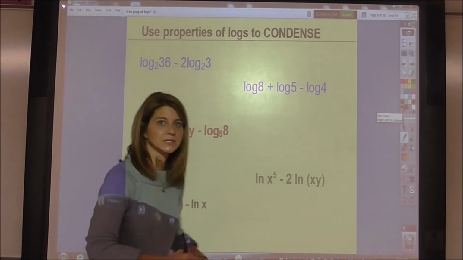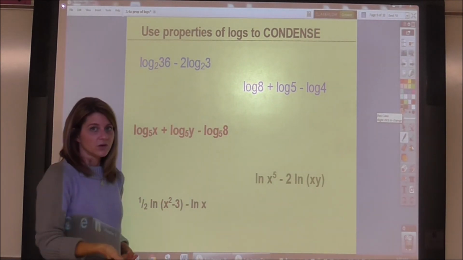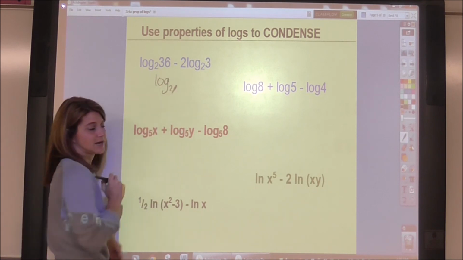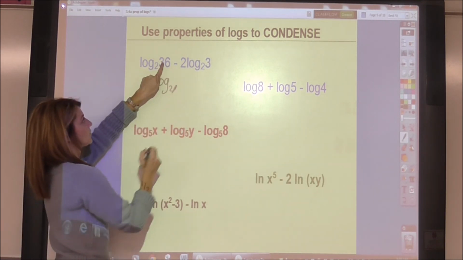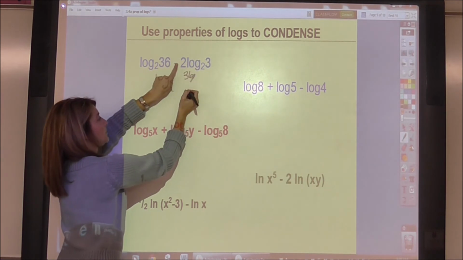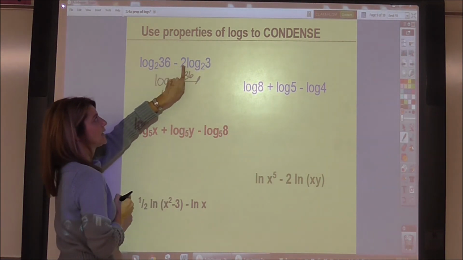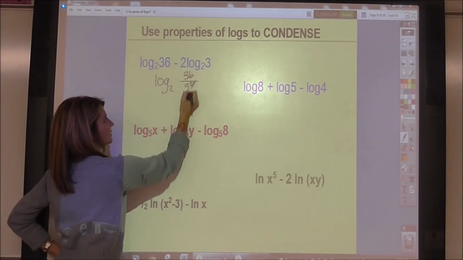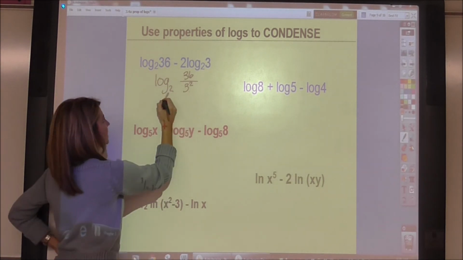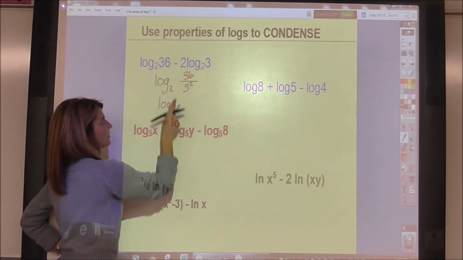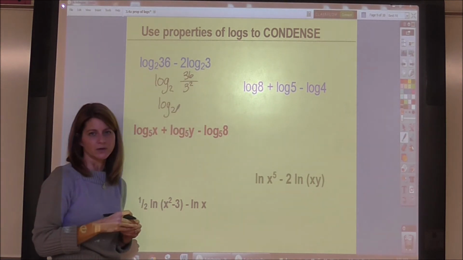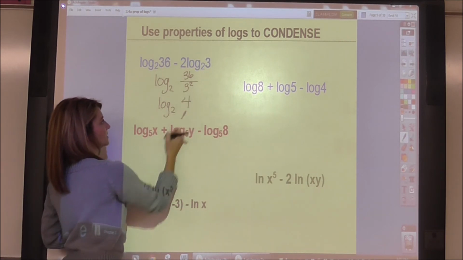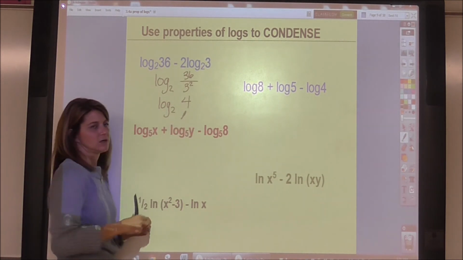All right, let's go see what we can do here. I noticed that they all have log base 2, so that's good. My answer definitely has to have log base 2. I have a 36, and I'm minusing, which means divided by, and this says 3 squared. And I have a feeling we can make this look a whole lot better. So log base 2 of 36 over 3 squared. Well, 3 squared is 9, and 36 divided by 9 is 4. So you have log base 2 of 4.